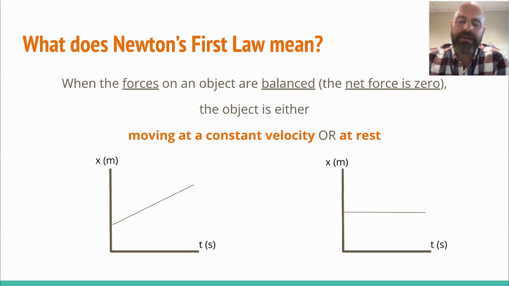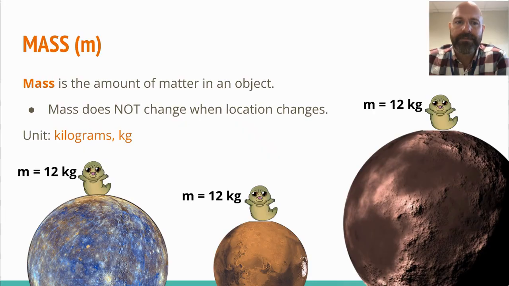So what does this actually mean? From a graphical perspective, this could be when the forces are balanced, the net force is 0, it's either moving at a constant velocity or at rest, which is 0 constant velocity. Checkpoint number 2, pause the video, answer those questions.